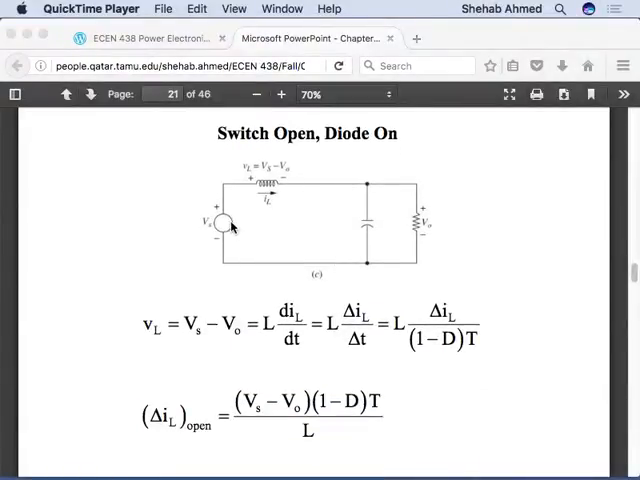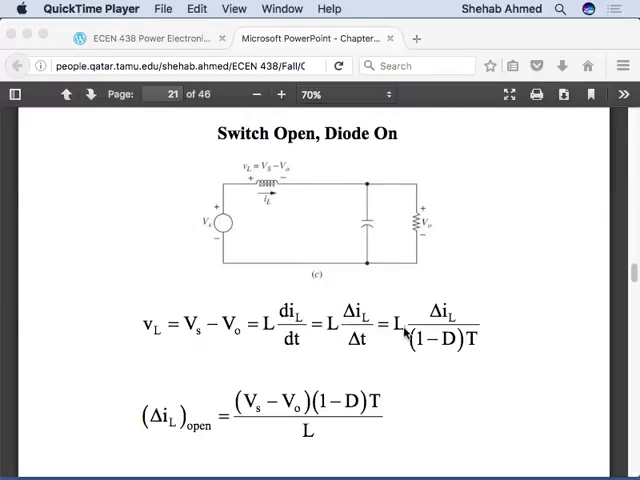What is the voltage with the switch open here? The switch is an open circuit and the diode is a short circuit. So what is the voltage across the inductor in this case? On one side it's Vs and on the other side is V output, since the output is on the other side of the inductor. So it's Vs minus V output across the inductor. That is equal to L dI by dt.